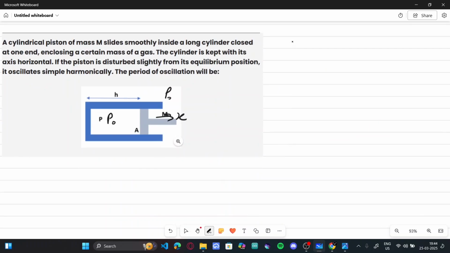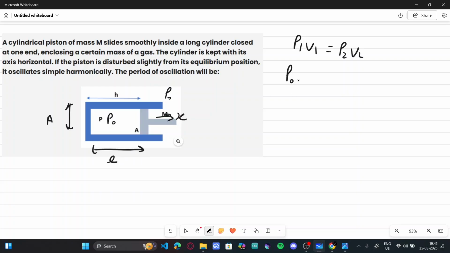I'm gonna summon Boyle's law now, because we need the pressure and the length, which comes from volume. So P1 V1 is equal to P2 V2. That's Boyle's law. It only applies if the temperature is constant. So let's substitute the values. This I'm taking as A, and the original length is L.